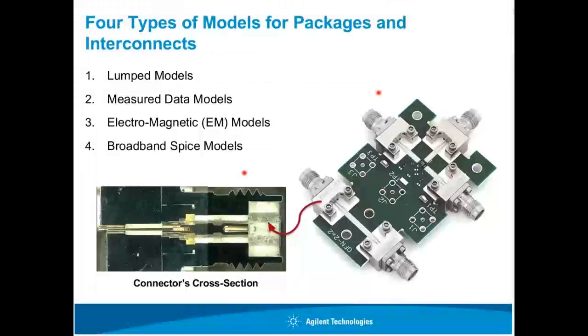There are basically four types of models, starting with the lumped model and measured data, as well as EM models and broadband SPICE models. These are four typical types of electrical models available in the market space. We will be using the sample structure shown in this slide to talk about the measured data, EM models, as well as broadband SPICE models. The structure is basically a through line between these two connectors, and on the other side of the board there is actually a QFN package. So we will be using this structure to talk about how we develop the models for these two different types of structures.